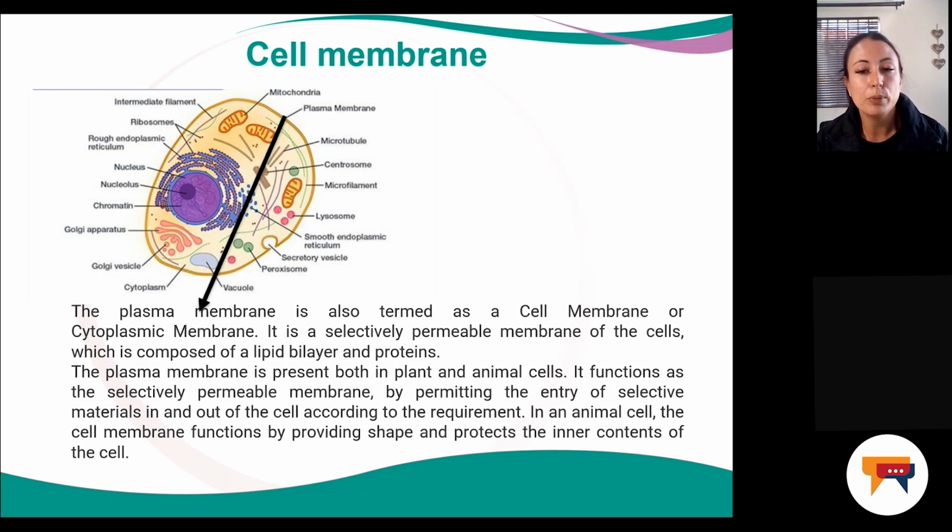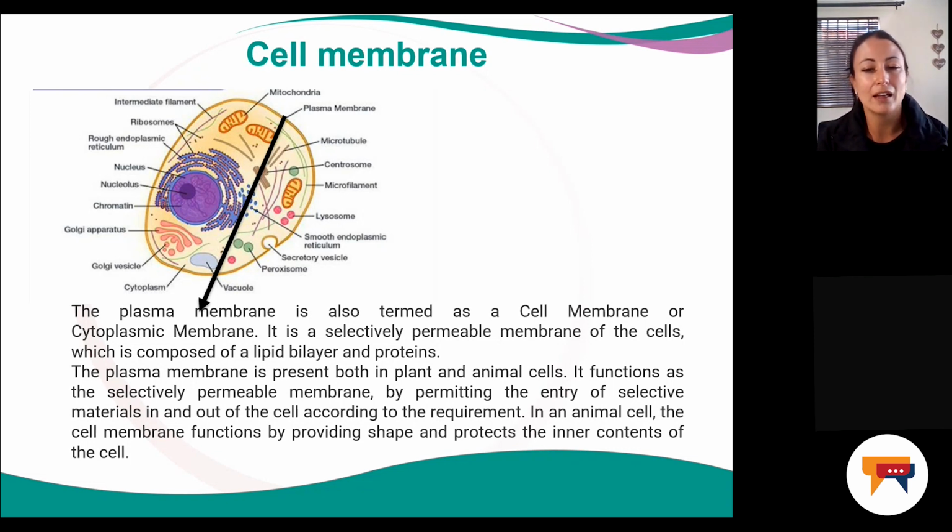It's a selectively permeable membrane of the cells, which is composed of a lipid bilayer and proteins. A lot of big words in that sentence. Firstly, selectively permeable. Selectively means it chooses. So it's choosing something. Permeable means that substances can move through it. So if it's selectively permeable, it allows certain substances in and out, and certain substances cannot be let into the cell, obviously because they would be toxic or harmful to the cell.